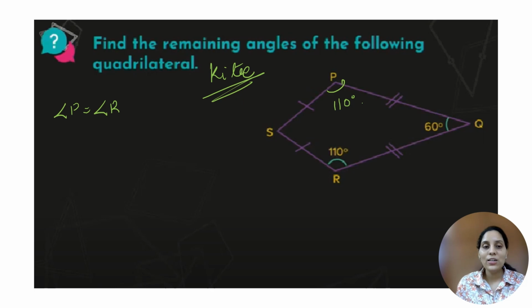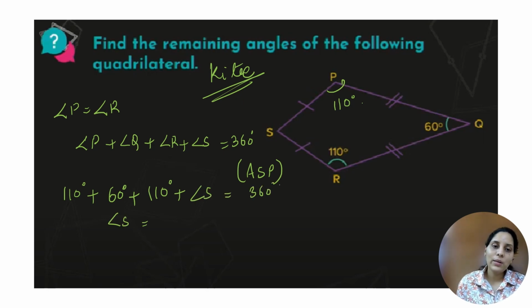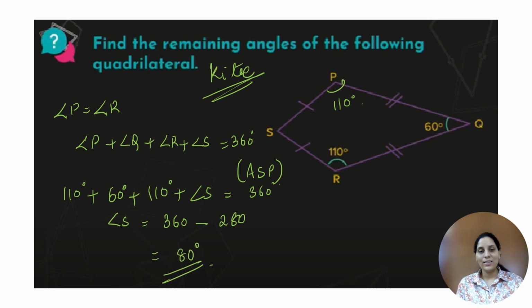Now, since it's a quadrilateral, the sum of all the angles in a kite is equal to 360 degrees by the angle sum property. So angle P plus angle Q plus angle R plus angle S is equal to 360. So angle S will be equal to 360 minus 110 plus 110, which is 220, plus 60, which will be 280. So 360 minus 280 will be equal to 80 degrees. So P is 110 and S is 80 degrees. I hope this is clear.